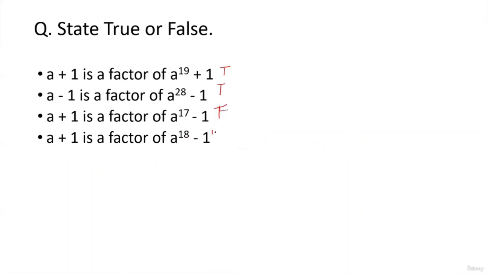Other ways, this is a raised to 18 minus 1 raised to 18. It's an even power. a raised to n minus b raised to n, if n is even, we studied one factor is a minus b. Yeah, right. So in this case, one factor will be a minus 1, and hence this statement is completely true.